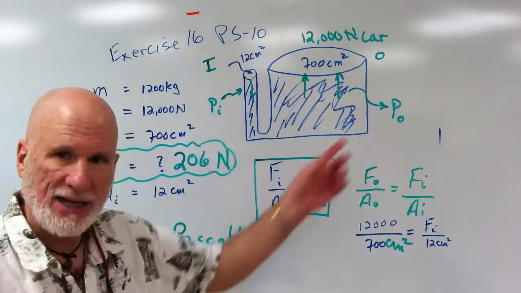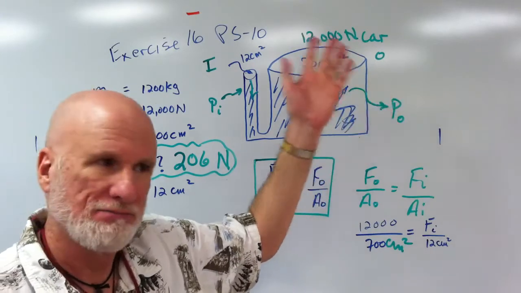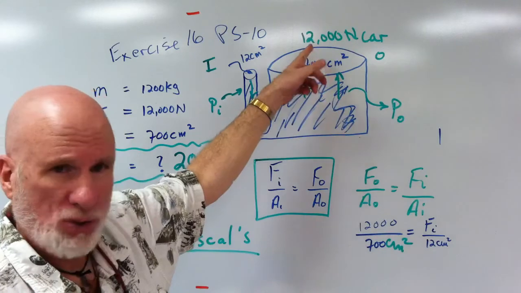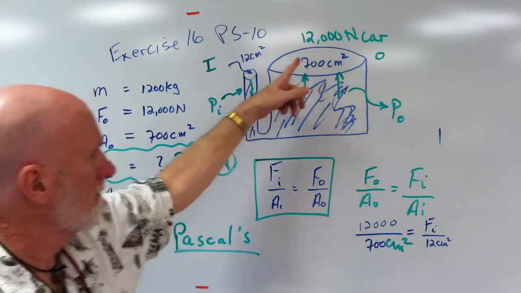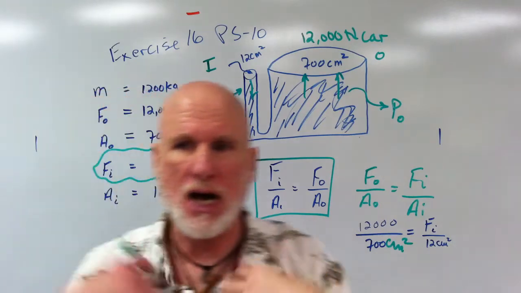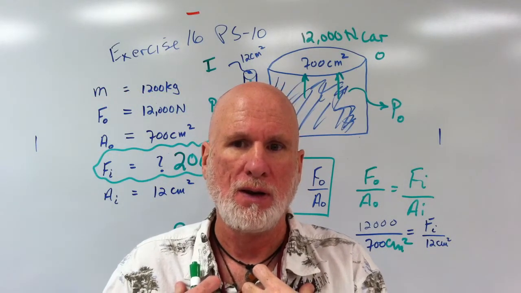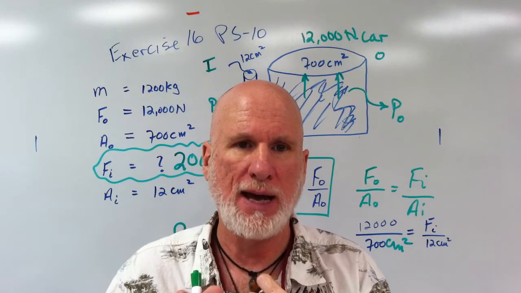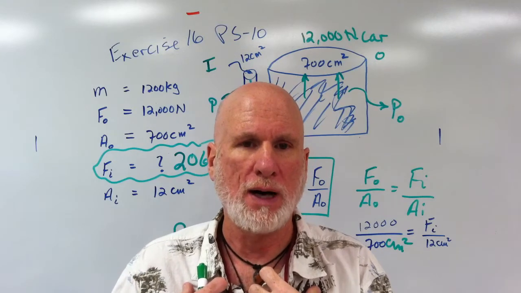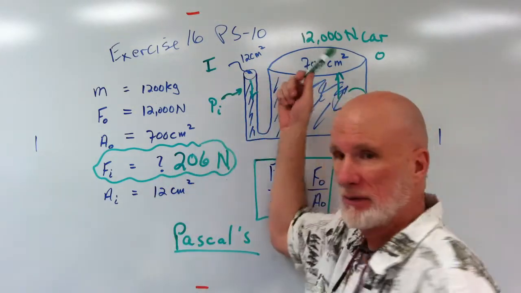So you take a 12,000 Newton car, which is about right. That's about 2.5 tons. A 12,000 Newton car being lifted by only 206 newtons. I weigh 1,000 newtons. So 1/5 of my weight can lift this car.